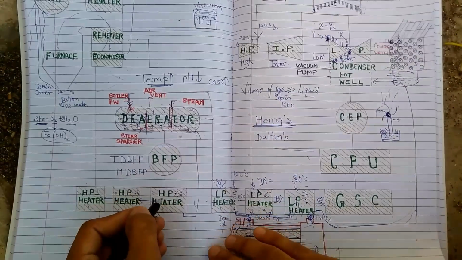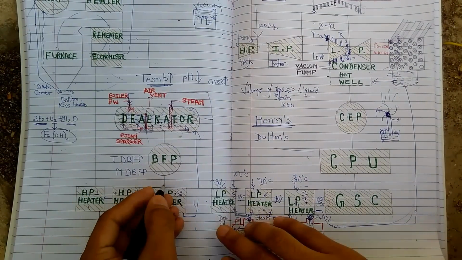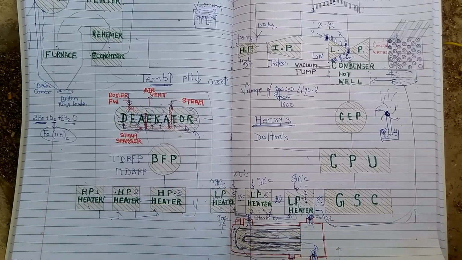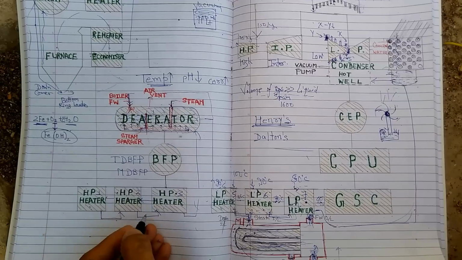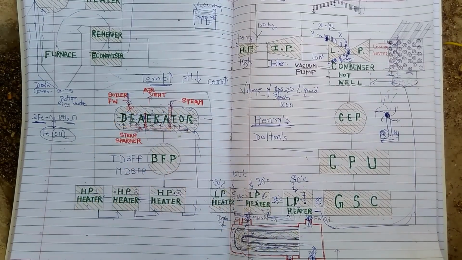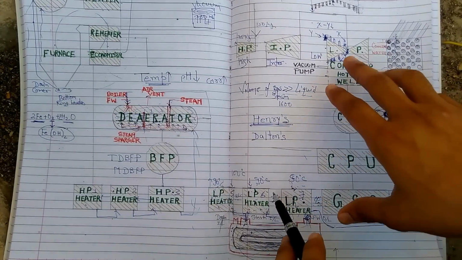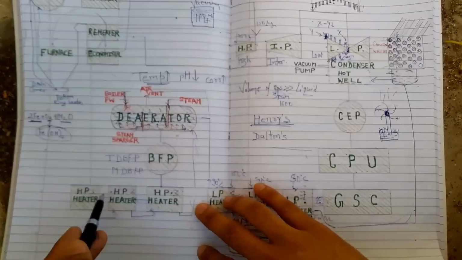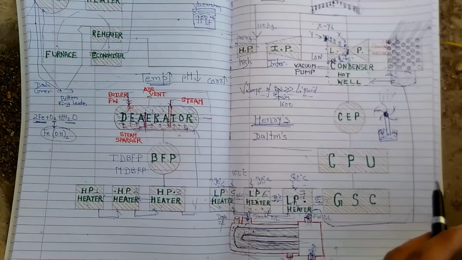Okay, after that come my HP heaters. HP heaters are similar to LP heaters. My feed water goes to HP heater 3, then HP heater 2, then HP heater 1. Similarly, my drain of HP heater 1 goes to HP heater 2, HP heater 2 drain goes to HP heater 3, and HP heater 3 drain goes to the deaerator. Remember, these are called LP heaters because the extraction of steam was from the LP turbines to heat them up, while these are called HP heaters because the extraction of steam will be from the HP or IP turbine.